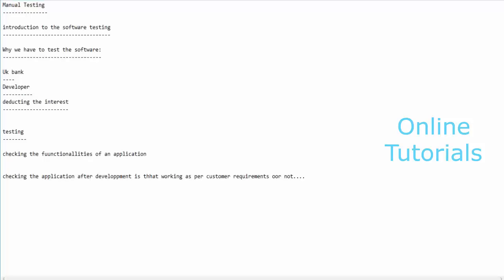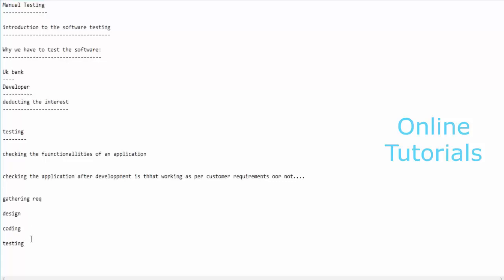Why did this come into the picture? In previous days, the first phase was gathering requirements. After that, they do analysis and design. After designing, they do the coding. After coding, the testing part comes into the picture. This is the total cycle: gather the requirements, design, coding, and testing. This is the flow going on in companies.